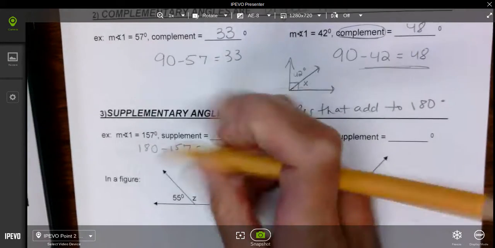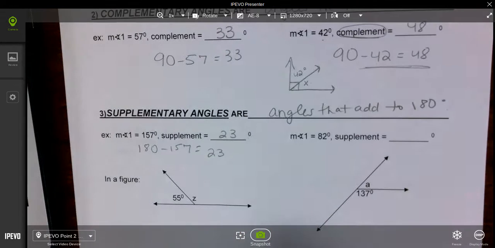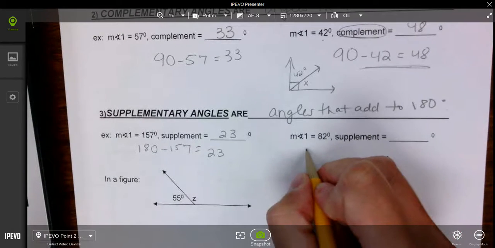I guess they already gave us, that's a degree symbol, not a zero, by the way. Be careful of that because they look very similar. Over here, same logic.